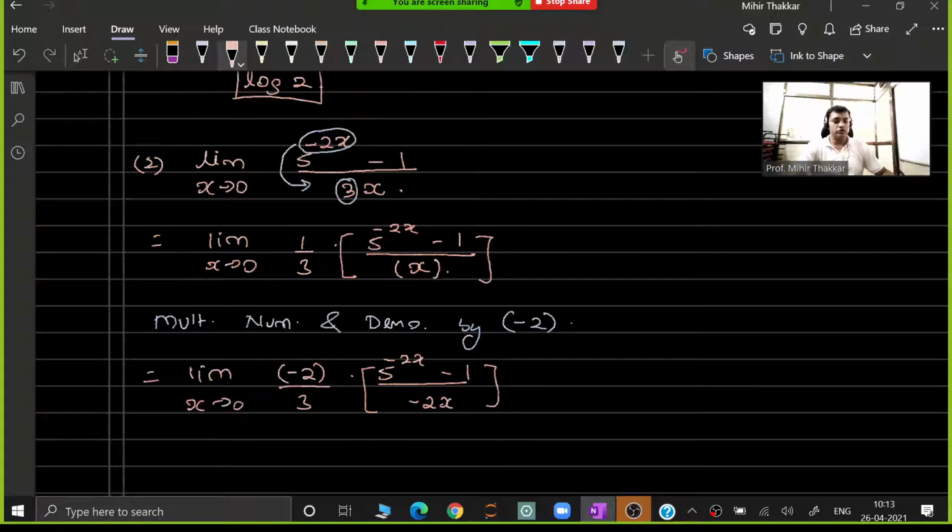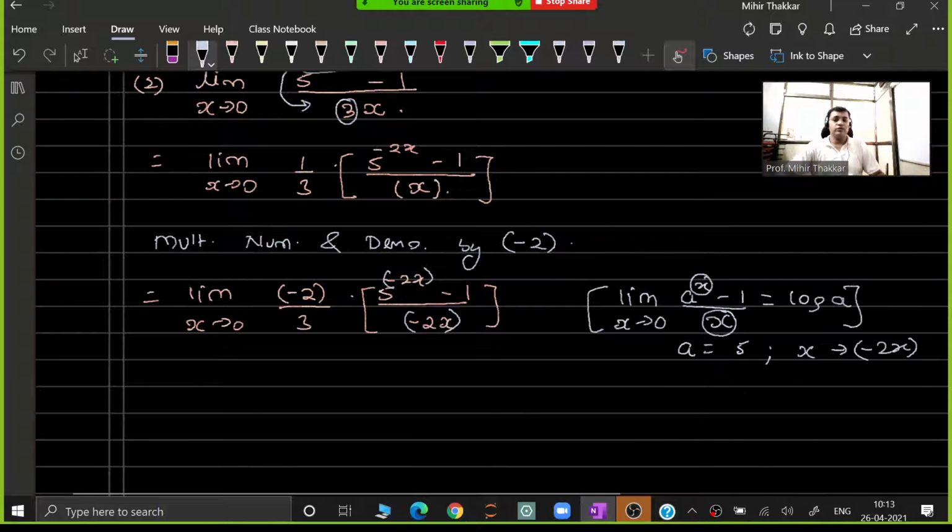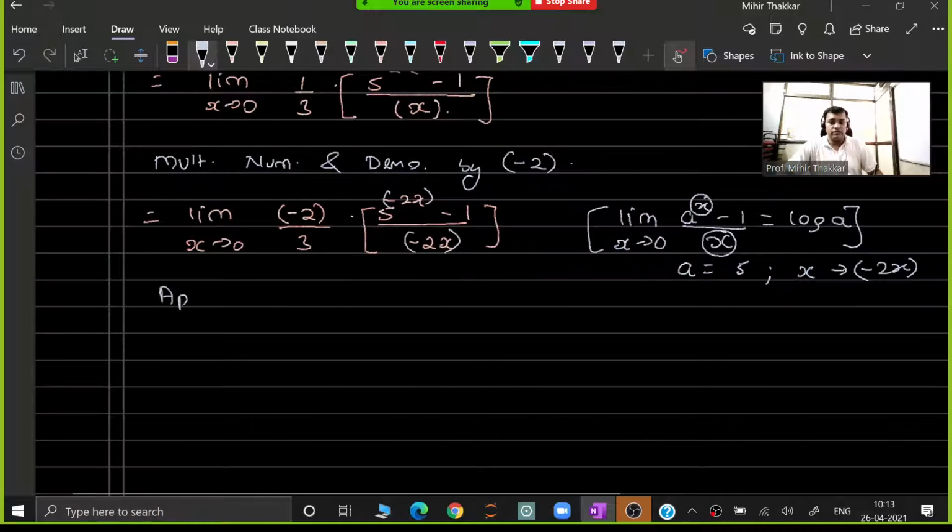So now guys, as I told you in some of previous lectures also, whenever we want to apply the formula, we will always write it out over here besides the question so that it becomes easy for us to identify. It is a raised to x minus 1 upon x, which becomes equal to log of a. So you can identify over here that a is 5 and in place of x you have minus 2x, but it does not matter because these both are same in the formula and these both are exactly same in my example. So guys, I am ready to apply my formula.